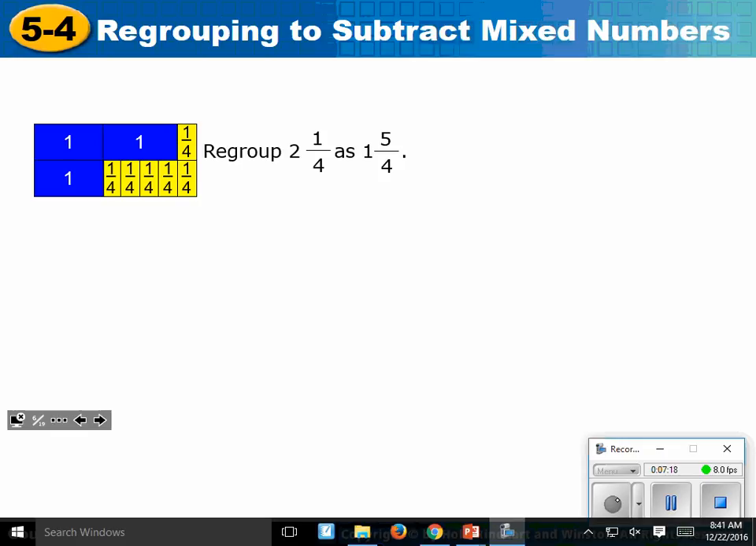I just want to show you this. This is from the last problem that we did. Please keep your caps on your markers for now.